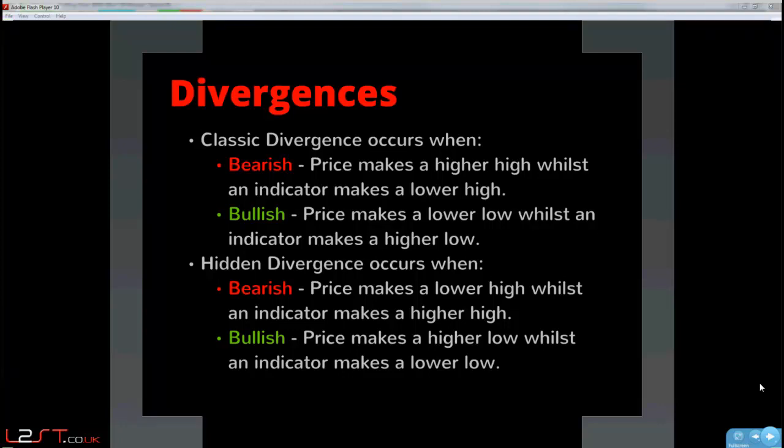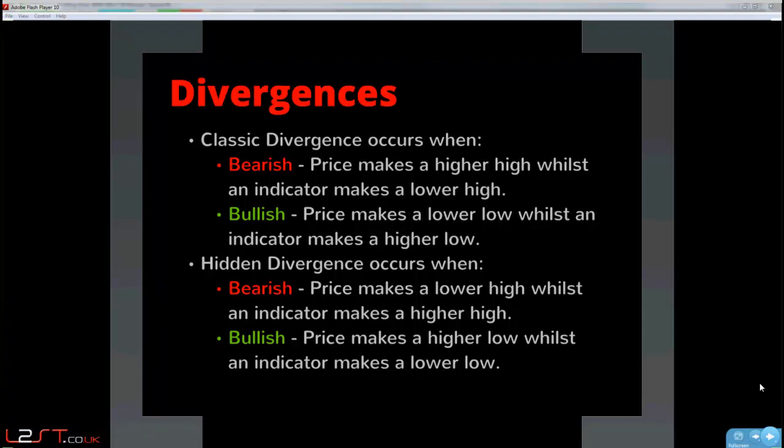Divergences occur in a number of different ways. Now, classic divergences are probably the most important to focus on if you're looking to trade responsively and you're looking to fade the market around range bound phases and balance phases.